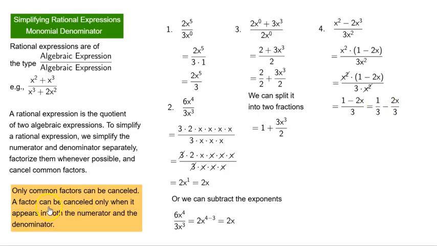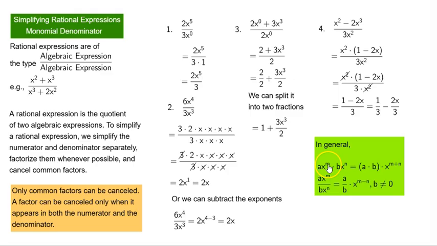So in all this, you might have noticed that only common factors can be cancelled. A factor can be cancelled only when it appears in both the numerator and denominator. So in general, when we were looking at multiplication of expressions, a x to the power of m times b x to the power of n is equal to, the coefficients multiply, so a times b, and when we are multiplying the variables, we just add the exponents, that is x to the power of m plus n.